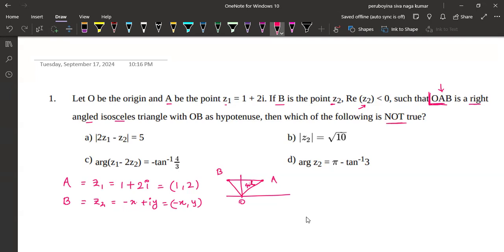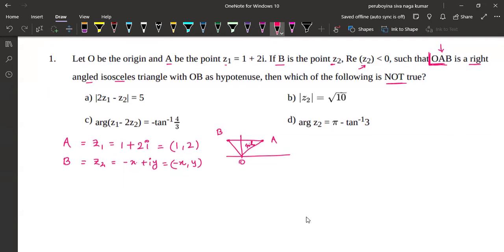So which of the following is not true, he said. So we have to identify. First of all, we will discover this point B. Then we can talk about the options. So how to find point B? For point B, we will use a similar technique. So the technique was you can write AB bar equal to OA bar into e power minus i pi by 2.